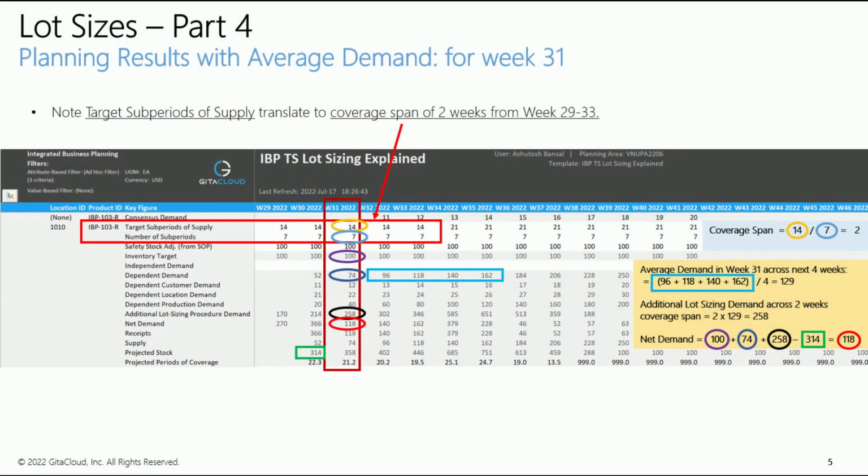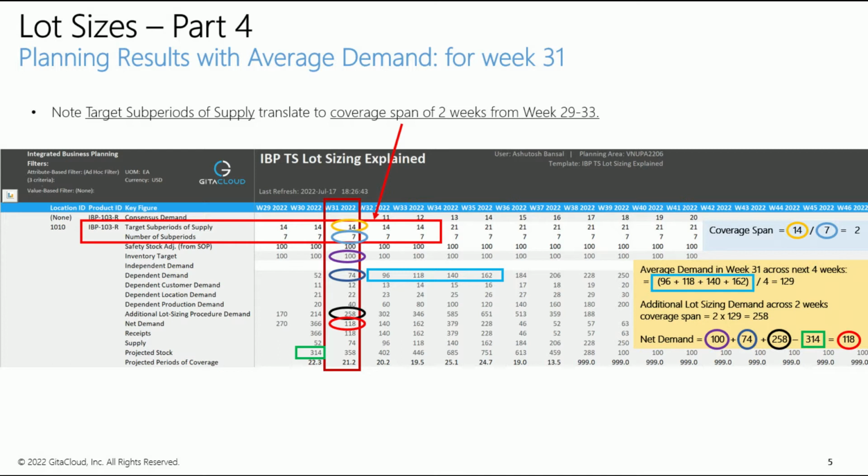Let's build on the example from the part 3 video in lot sizes series, where we explained how infinite supply heuristics uses subperiods to define coverage span. Note the coverage span is effectively 2 weeks from week 29 to 33, as target subperiods of supply is 14, with 7 subperiods in each week. 14 divided by 7 equals 2 weeks of coverage span. Let's focus on week 31 to understand the planning results.